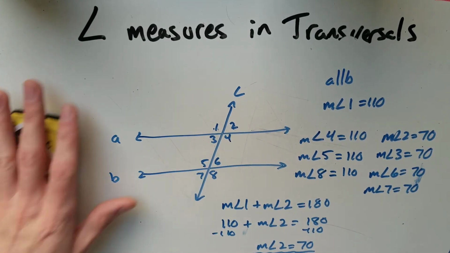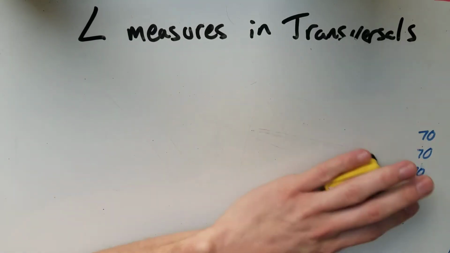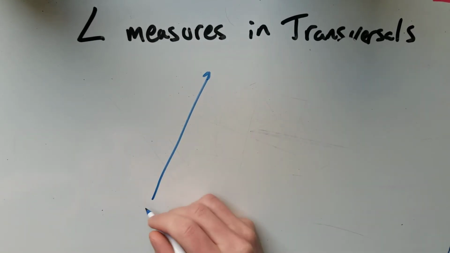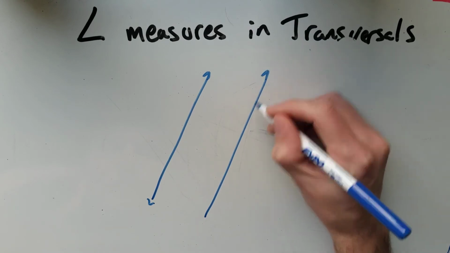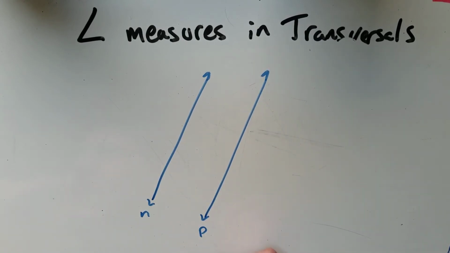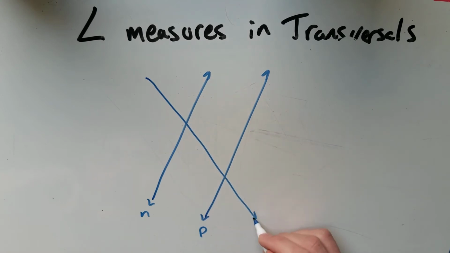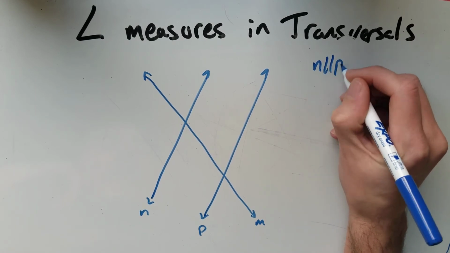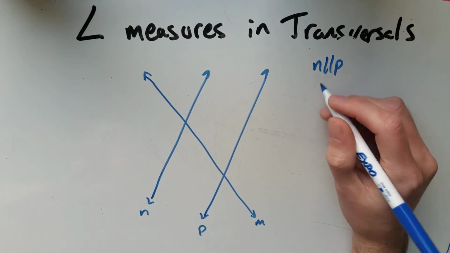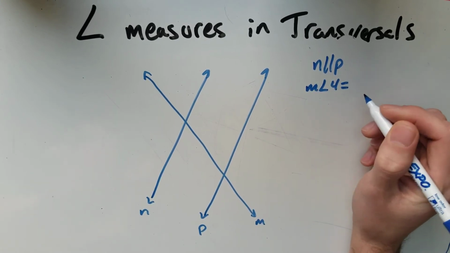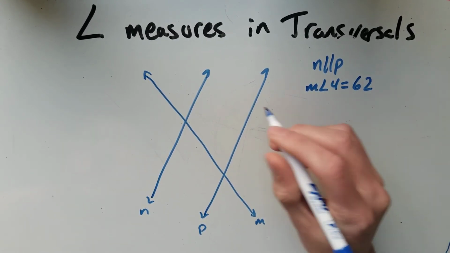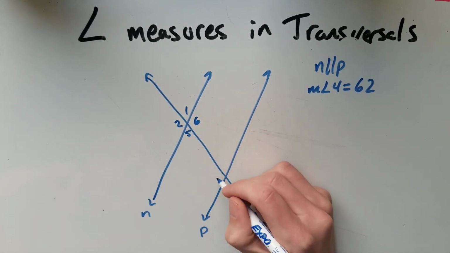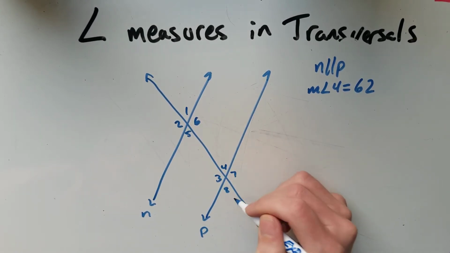Let's do one more together, and then we'll try some where we have to make a few equations to find missing angles. So our next one, things look a little different. We have line N and line P, and then we have M like this. We are given that N is parallel to P, and I'll write the angles in right now. The measure of angle 4 is 62, and we have 1, 2, 6, 5, 3, 4, 7, 8, like this.